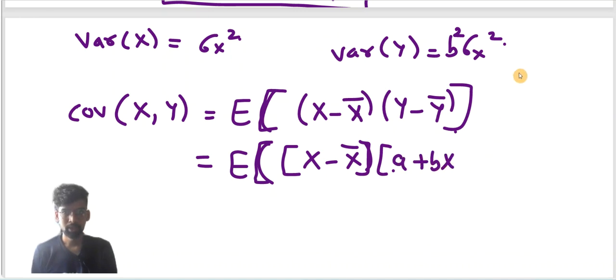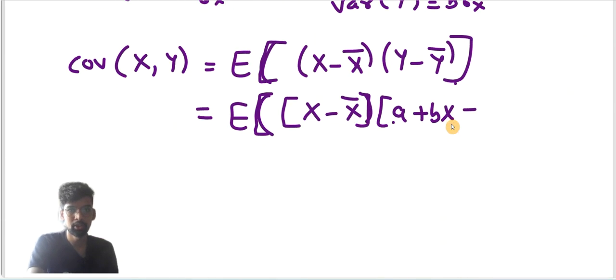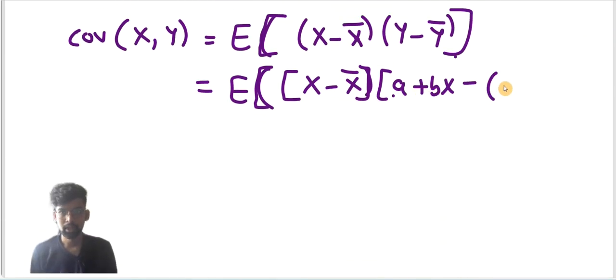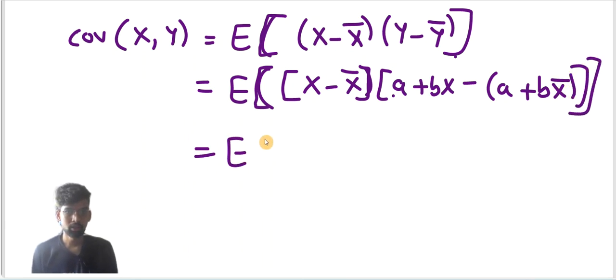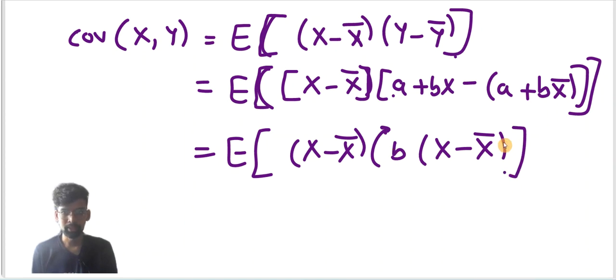Okay, we have assumed, and y bar we have calculated as a plus b x bar. So here we can see the expectation, that is a plus b x bar. Now we are left with just algebraic manipulations. So a and minus a will get cancelled, and b we will take common, then we can write it as b times x minus x bar.